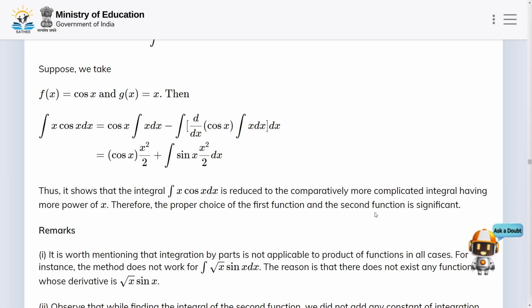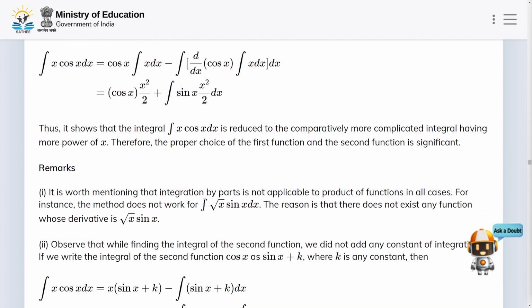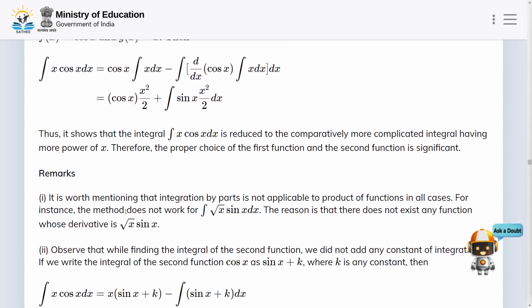I means inverse trigonometric function, L means logarithmic function, T means trigonometric functions, and E means exponential function. Simple. Okay, let us move next. Now let us see some remarks.